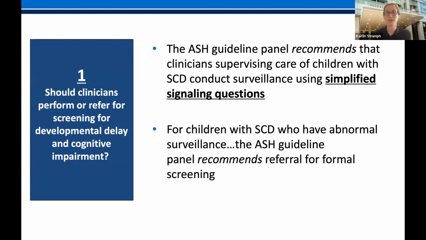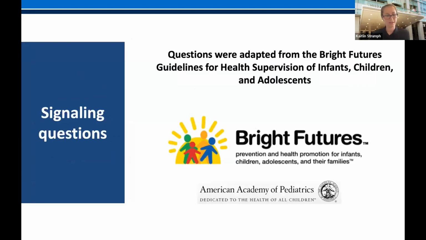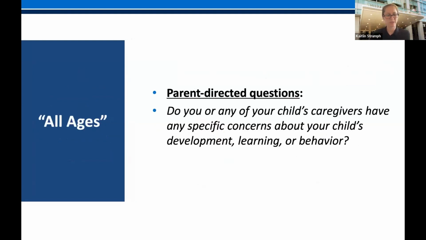For children with sickle cell disease who have abnormal surveillance, the guideline panel obviously recommends referral for more formal screening. And these signaling questions were adapted from the Bright Futures guidelines for health supervision of infants, children, and adolescents. I'm sure a lot of the pediatricians on the call are familiar with the Bright Futures guidelines. So I'm going to go through just a few of the signaling questions, just to give an example of what they recommend.